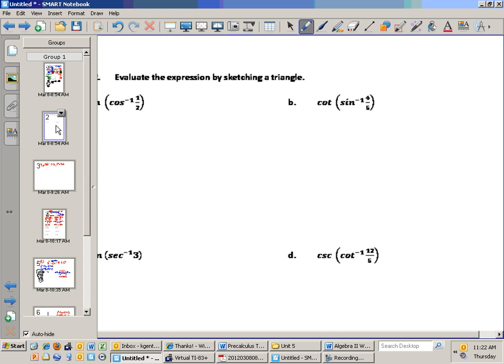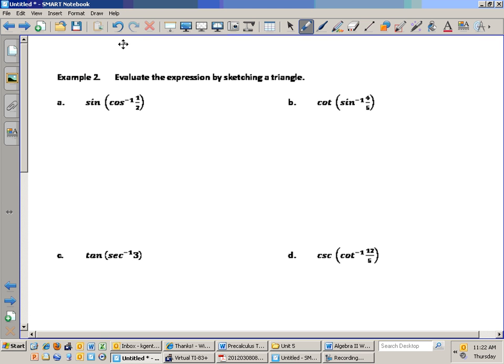Let's go to the back side. The first example that we do will appear somewhat confusing, and then it's going to be very easy after that. So just watch your way through it, and then trust me, you'll get it. That's what happened second hour, and that's what I anticipated. Now it says evaluate the expression by sketching a triangle. We want to find the sine of cosine inverse of 1/2.